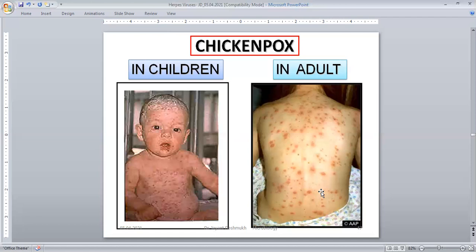Chickenpox is a primary infection caused by varicella zoster virus. It may occur in children or in adults. But in children, it is mostly a mild form. In adults, it is a severe form with scar marks.